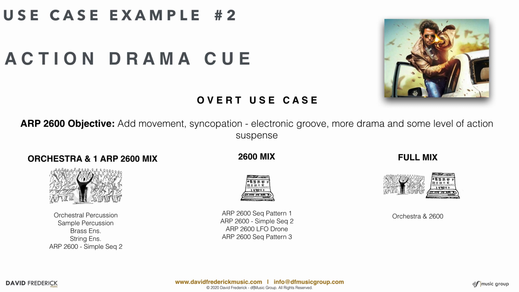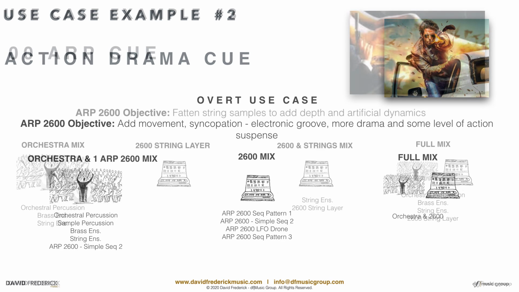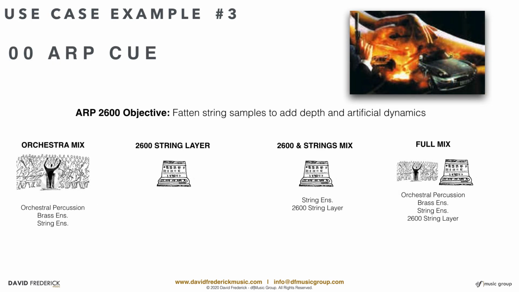All right, so that wraps up our two overt use cases where I really wanted the 2600 to sound like a 2600 and kind of sit a little bit more prominent in the mix. I wanted you to know that there's a synthesizer going on somewhere in this piece of music. So now we're going to move on to kind of the more subtle approaches of how to use the 2600.